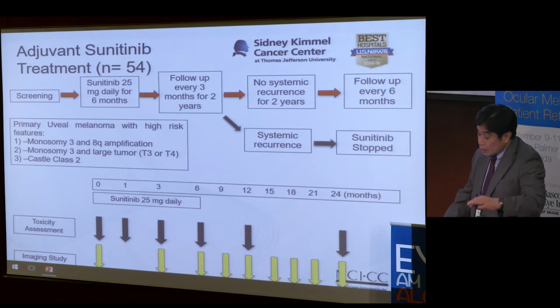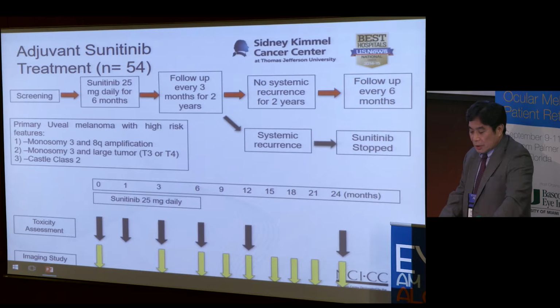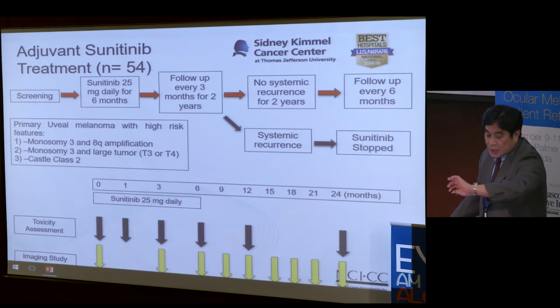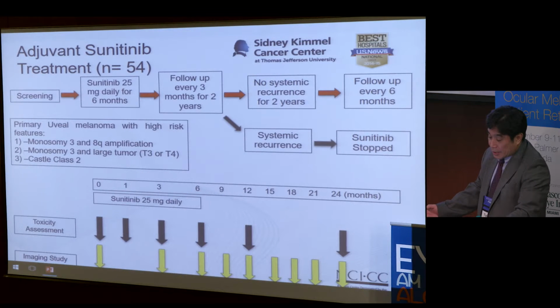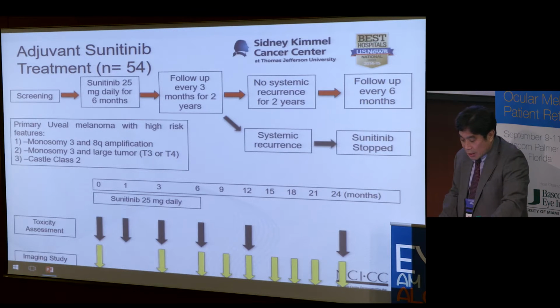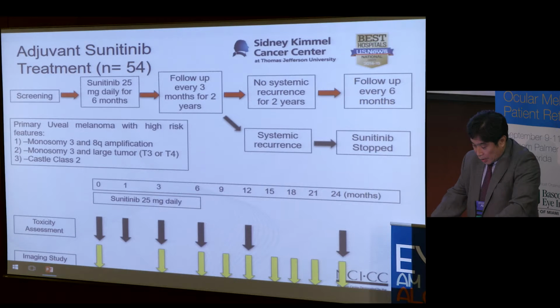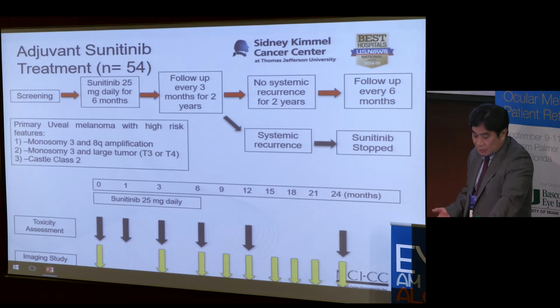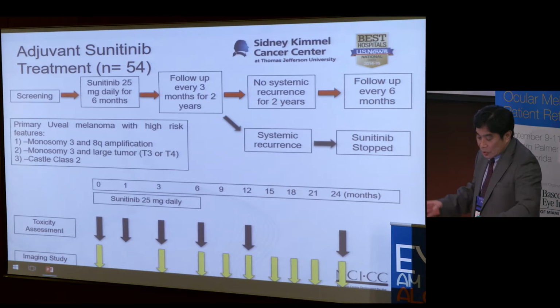It's not very effective for stage 4 disease, metastasis patients, but we know that most of the patients have stable disease. So we decided to start using it on an as-needed basis for the very high risk patients. Basically, we cut the dose by 50%, 25 milligrams, for 6 months, and then after that, just follow. So this is the design of the current trial. But we only include patients who have more than 50% recurrence rate, like monosomy 3 with 8q amplification, or monosomy 3 and a large tumor, as Dr. Haber said, class 2.